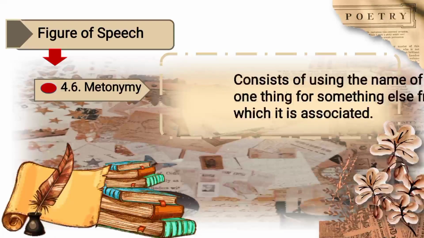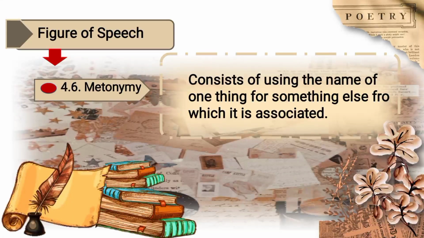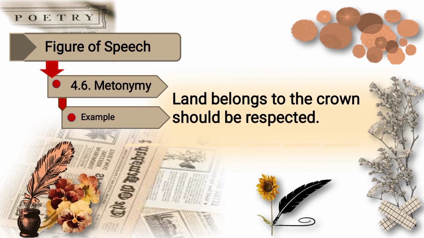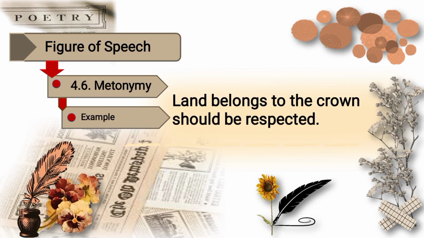Okay? So next is the metonymy. It consists of using the name of one thing for something else with which it is associated. Its use enables the writer to replace generalities and abstractions with concrete and vivid images. For example, "Land belonging to the crown should be respected." So the crown there represents the king or queen. So that is what we call metonymy.